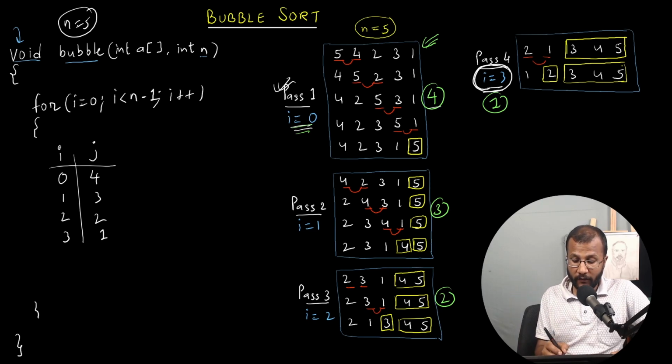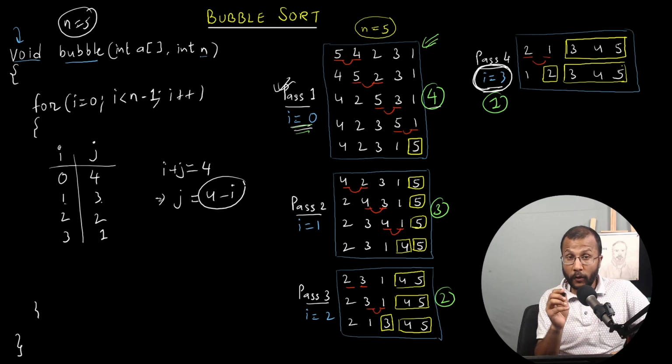If you observe here, I find i plus j to be equal to 4, right? So if you see, 3 plus 1 is 4, 2 plus 2 is 4, and 0 plus 4 is 4. So from this, I can find out the total number of comparisons in each pass is equal to 4 minus i. So I'll make 4 minus i comparisons in each pass. So if I'm in pass number i equals 2, I'll make 4 minus 2, that is 2 comparisons. So for i equals 2, I'll be making 2 comparisons as shown here.